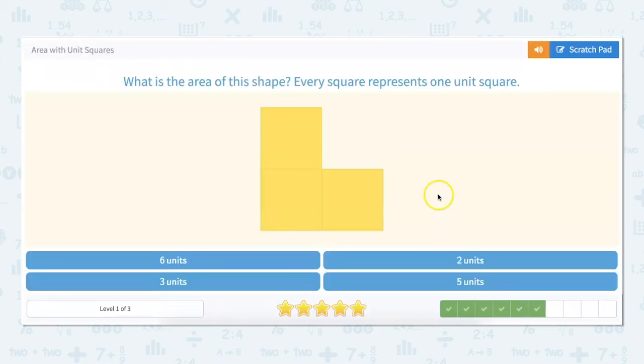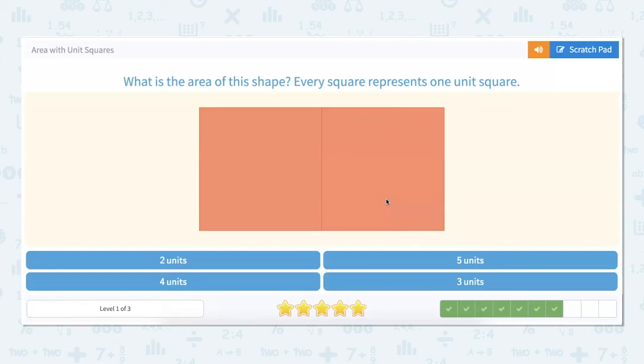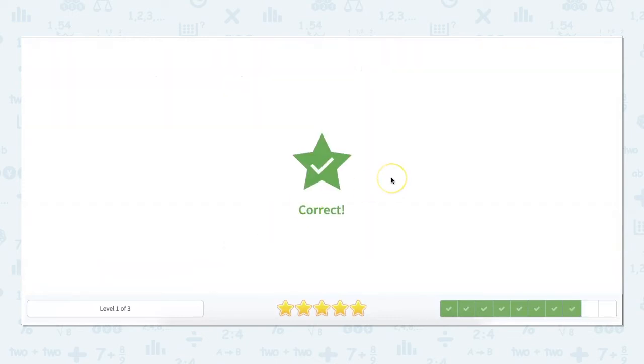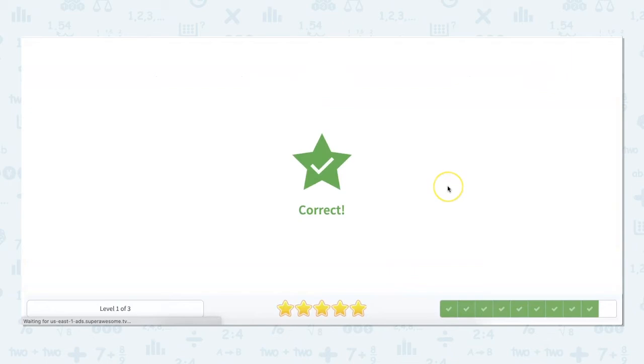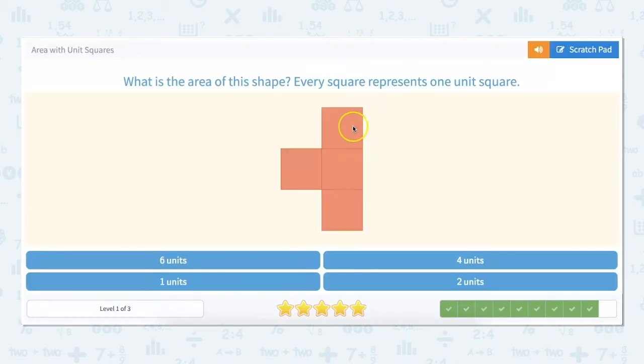Super job. All right, so this one, I'm just going to go ahead and count. 1, 2, 3. And every square represents 1 unit square. So 1, 2. And this one, again, when it's a strange shape it's easier just to count the squares. Make your job easier. 1, 2, 3, 4. We'll get to the hard ones where we have to multiply, but for these ones, 1, 2, 3, 4.